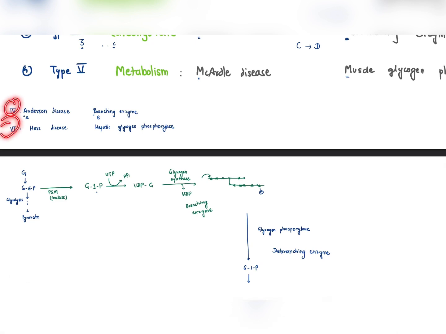Now types 4 and 6 are remaining. Type 4 is Andersen's disease. We have talked that type 3 is CD, right? Type 4 is AB, Andersen disease, branching enzyme. And type 6 is Hers disease. H for Hers, H for hepatic glycogen phosphorylase.